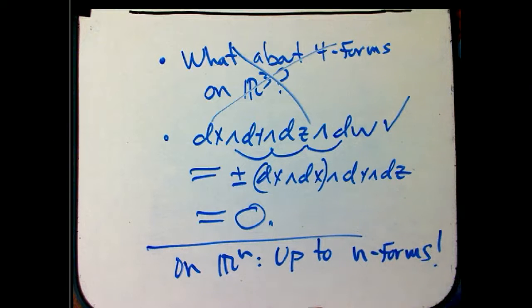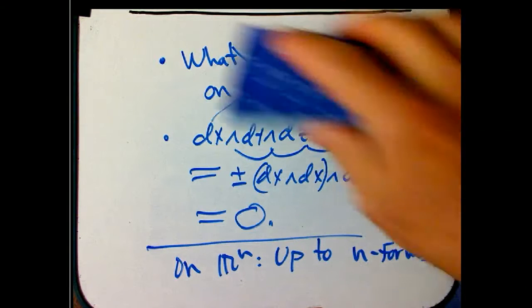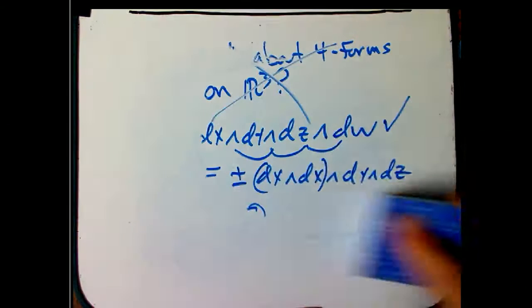Okay. So in R17, you're going to have everything from 0 forms up to 17 forms. So that's an important thing to note, that even though we've got these various different species on a particular space, they stop after a while.